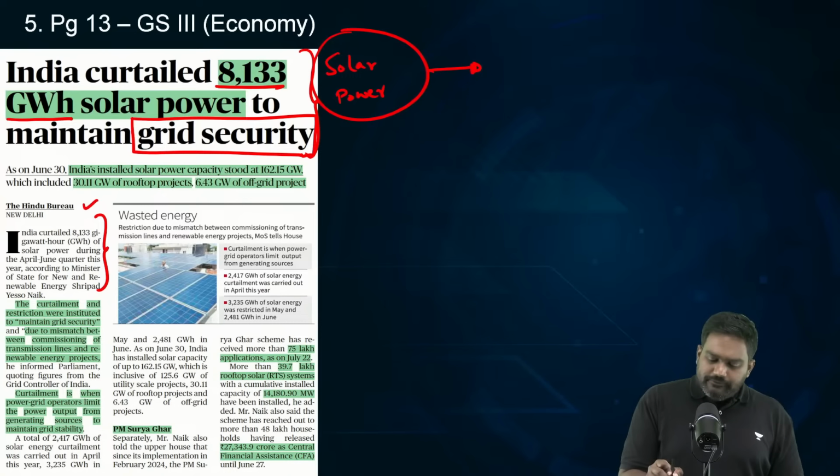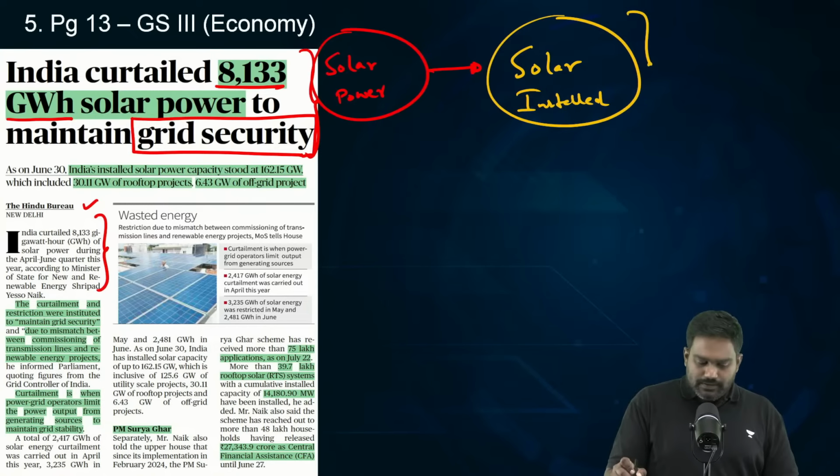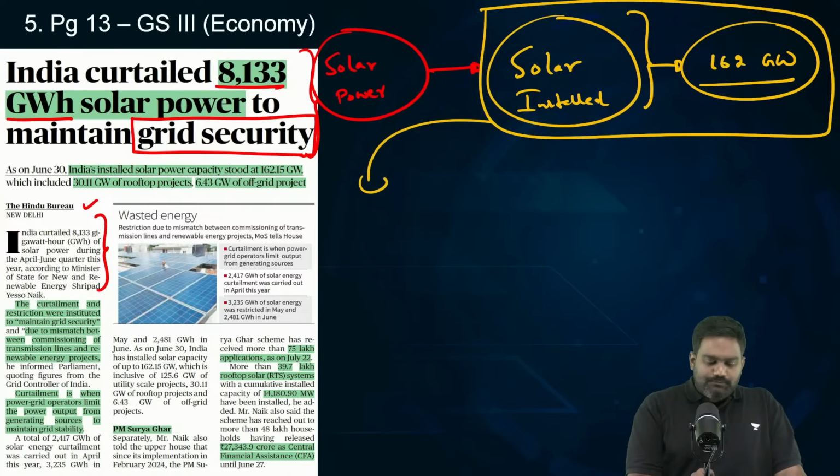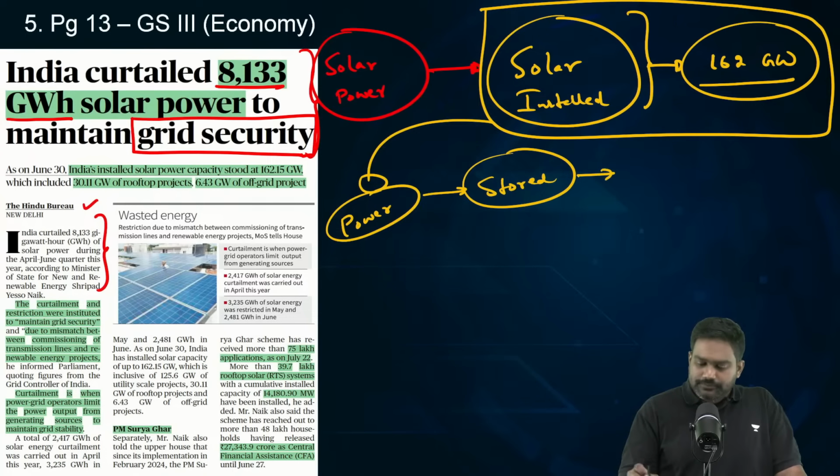See, today we have a large solar installed capacity in the country, around 162 gigawatt installed capacity. But however, the power which is being generated is not being stored, and as a result, it cannot be transmitted. Because see, even the transmission infrastructure is largely missing.